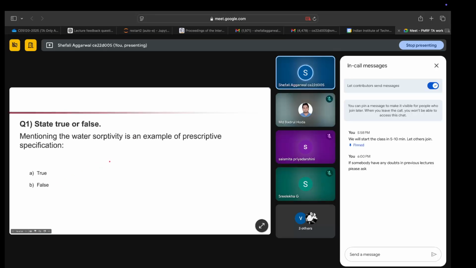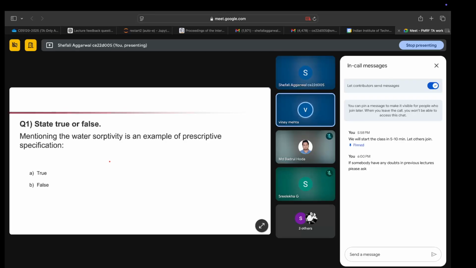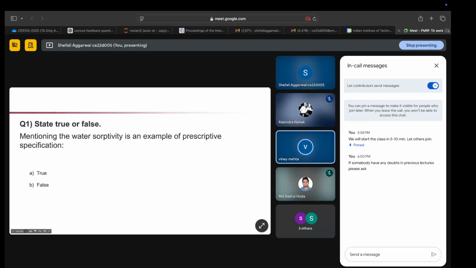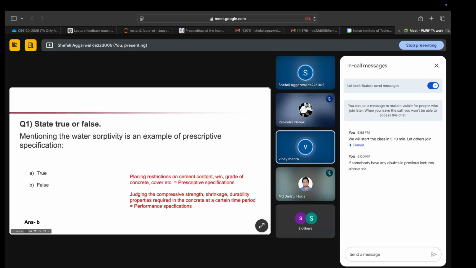The first question is straight true or false. Mentioning the water sorptivity is an example of prescriptive specification. True or false? False. Correct. So it is not a prescriptive specification. It is mostly which type of specification then? Performance. Correct.